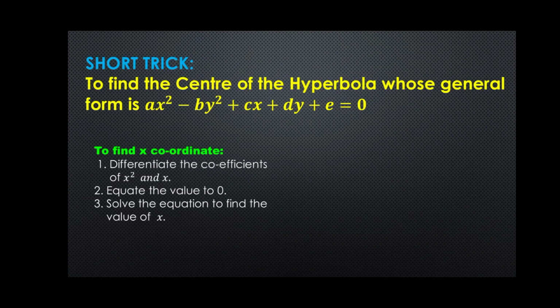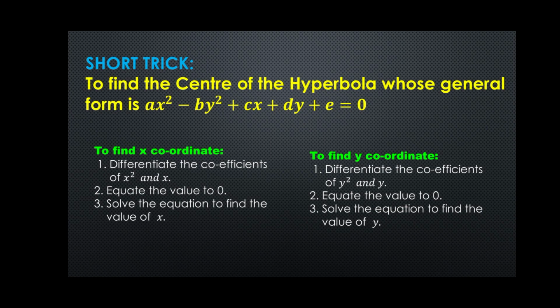To find the x coordinate, differentiate the coefficients of x square and x. Then equate the value to 0 and solve the equation to find the value of x. Similarly, to find the y coordinate, differentiate the coefficients of y square and y. Then equate the value to 0 and solve the equation to find the value of y.